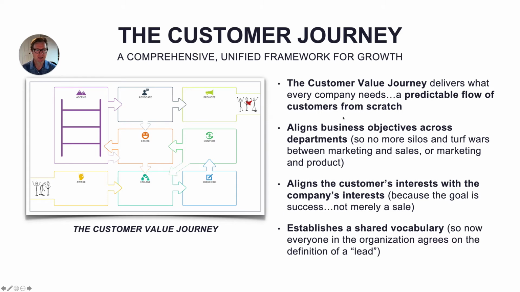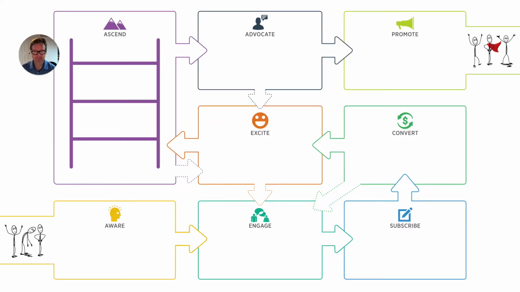So you look at the customer value journey that really every company needs to set up a predictable flow of customers from scratch. It aligns your business objectives across departments, so no silos between marketing and sales and products and so on. It aligns your customers' interests with your company interests. That's what success is all about if you want to scale. And it establishes a common and shared vocabulary.